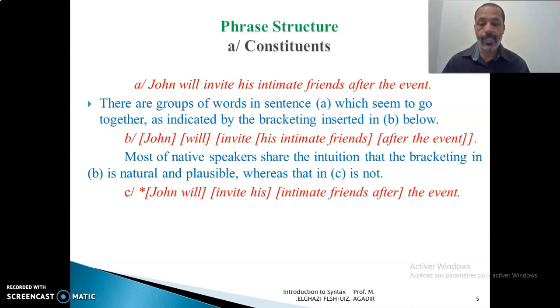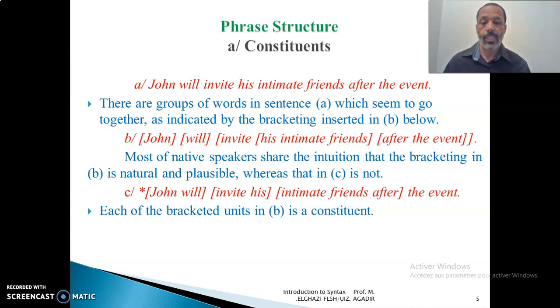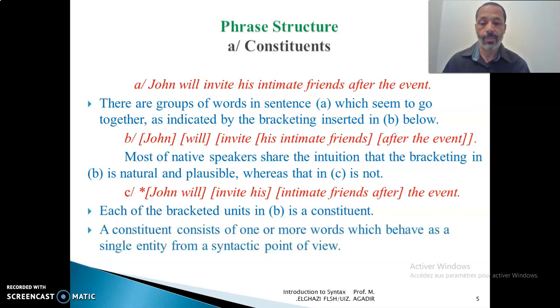So here, as you can see, there is a difference between the bracketing in sentence B and the one inserted in sentence C. In sentence B, it is intuitively acceptable. In sentence C, it is not acceptable, and we will see some of the tests of constituency which support the bracketing in B and refute the bracketing in C. So a constituent consists of one or more words which behave as a single entity from a syntactic point of view.